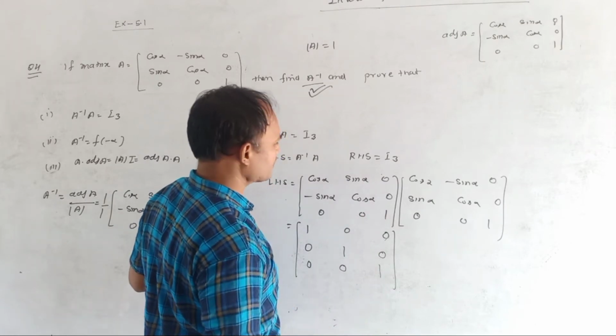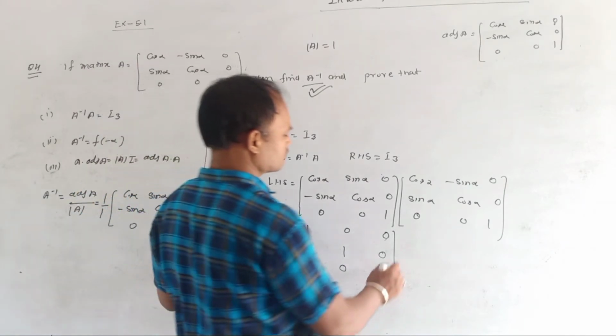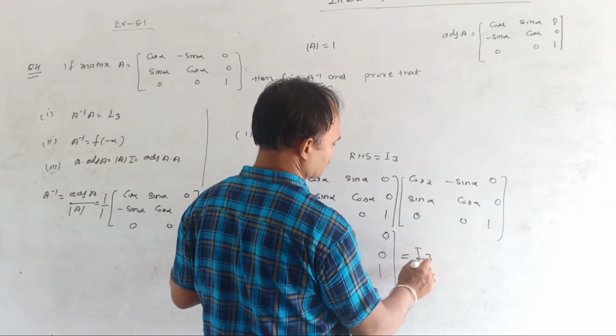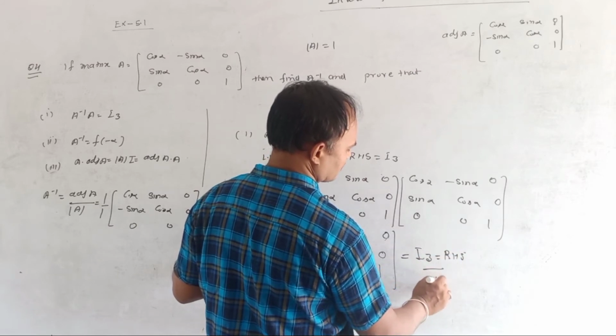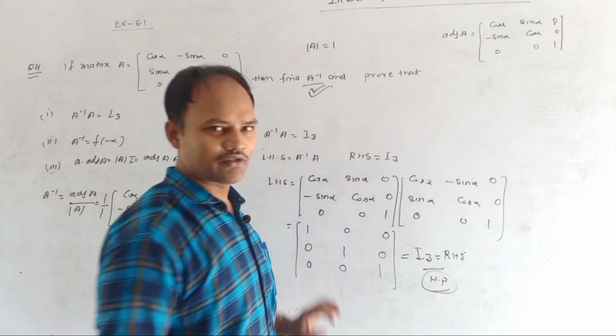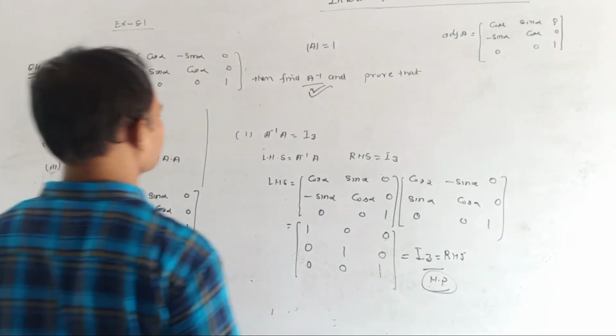So students, when we are talking about the LHS, we can say that the value of this is I3, which is the RHS, hence proved. Okay, we have successfully solved this question. This first part is completed: A inverse A equals I3.